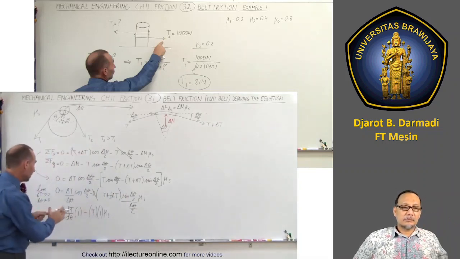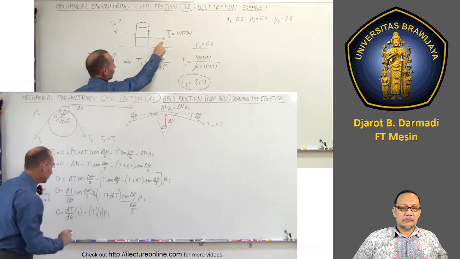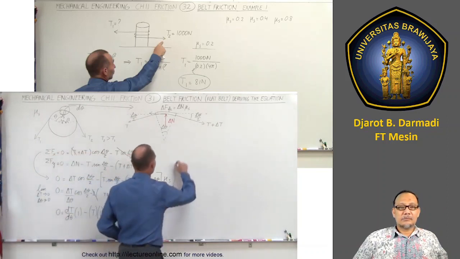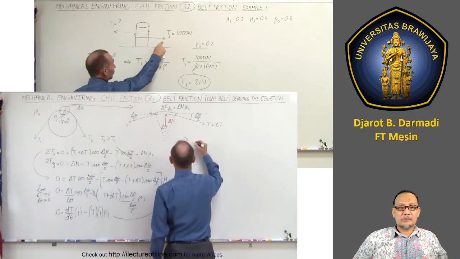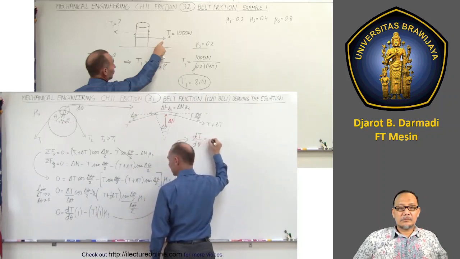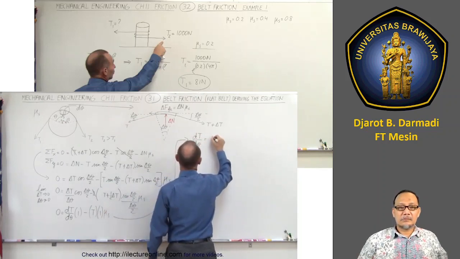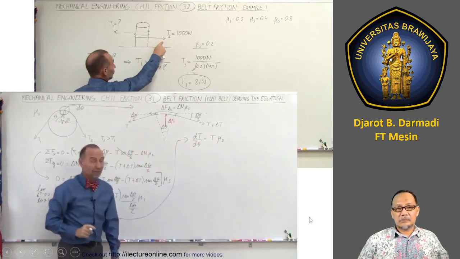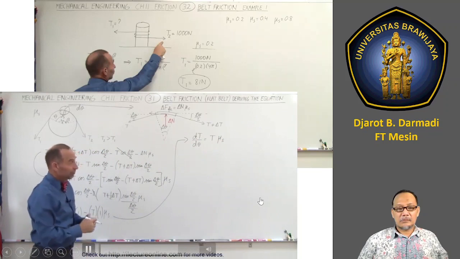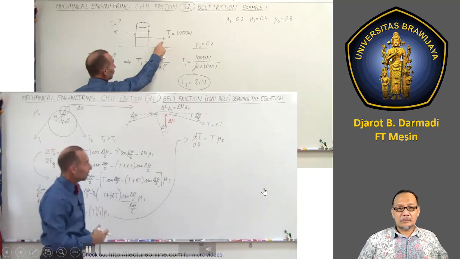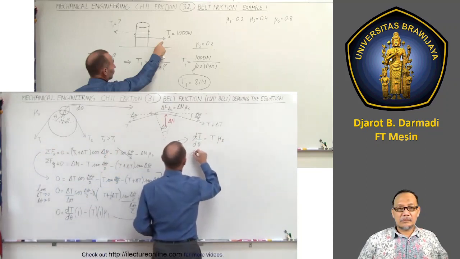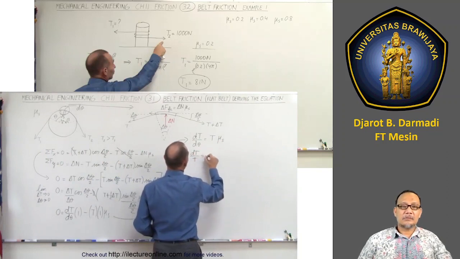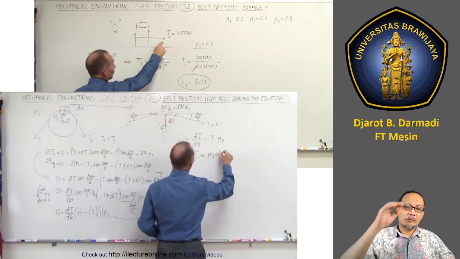If we then write it with this on one side and then on the other side, let me go over here. We can now say that the relationship dT d theta is equal to T times mu sub s. So now we need to solve that equation. It's a simple differential equation. We can solve that by separating the variables. So we end up with dT over T is equal to mu sub s times d theta.